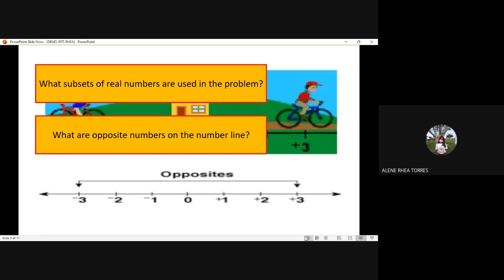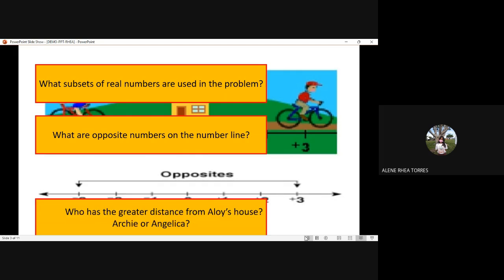Can I have someone to answer this? Laika? Positive 3, ma'am. Positive 3 and negative 3. Very good. That's it. So mao siya ilang opposites. So ang opposites nato sa number line is ang two numbers na magkapareho ang distance from 0 na gina-compare nato. Okay? Okay, next question rather.